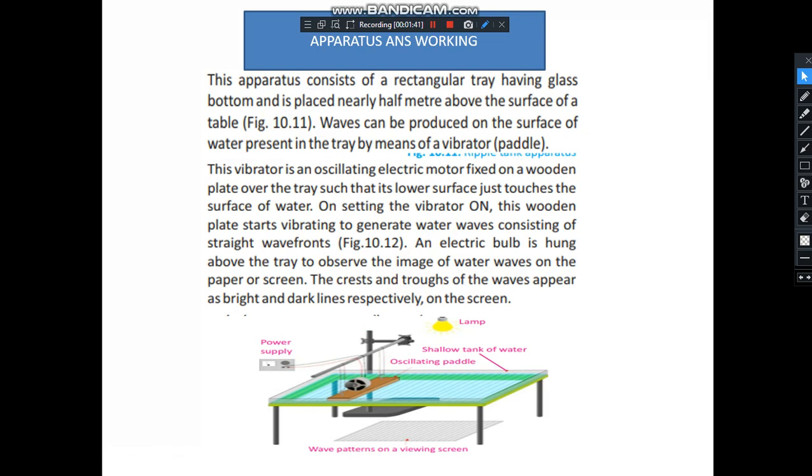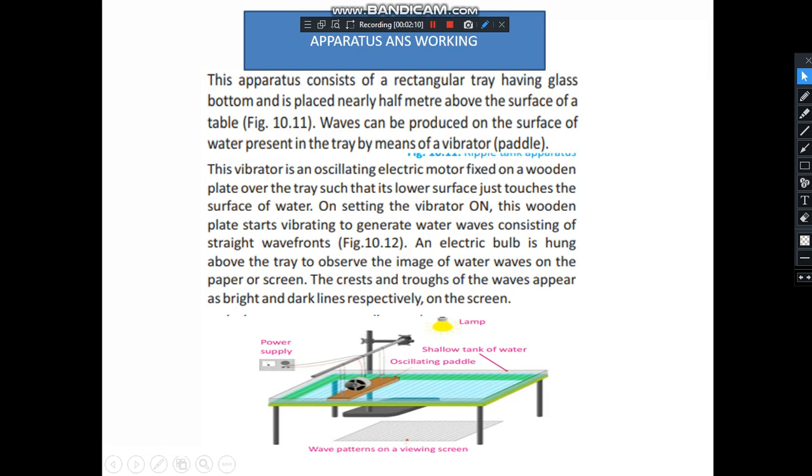Apparatus and working. The apparatus consists of a rectangular tray having a glass bottom, and a vibrator above the surface of a table. The vibrator is an oscillating electric motor fixed on a wooden plate over the tray such that its lower surface just touches the surface of the water.